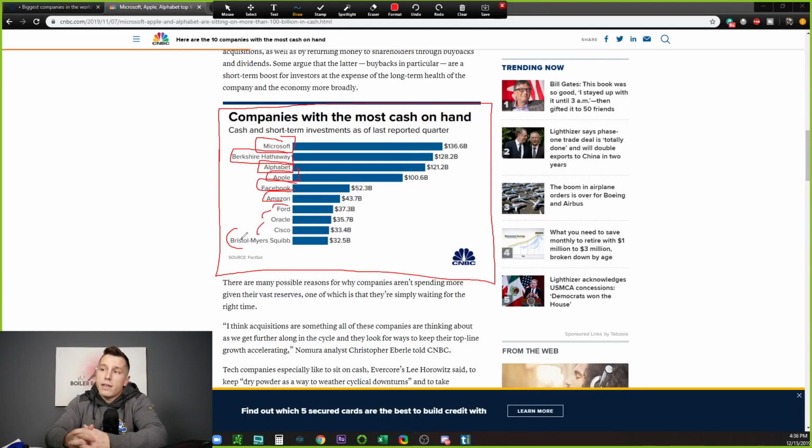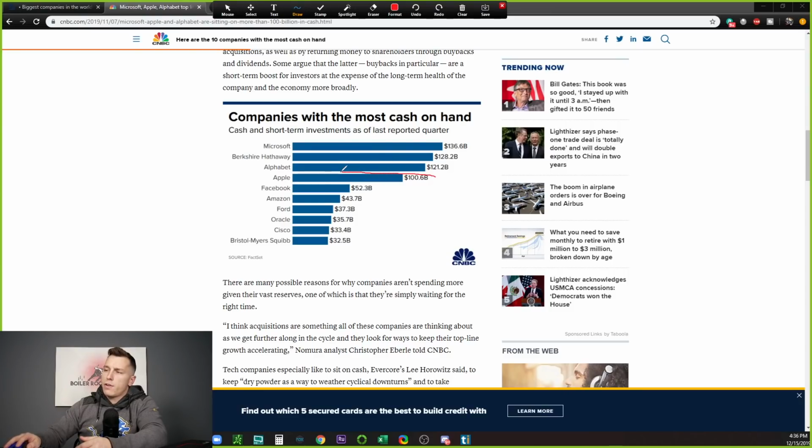And then secondly, they are very, very high on the list. I believe they're number 4. You have Microsoft, Berkshire, Google, and then Apple ranks number 4 here on this chart for cash on hand. They have $100 billion just kind of sitting around in that company. So very solid. All right.